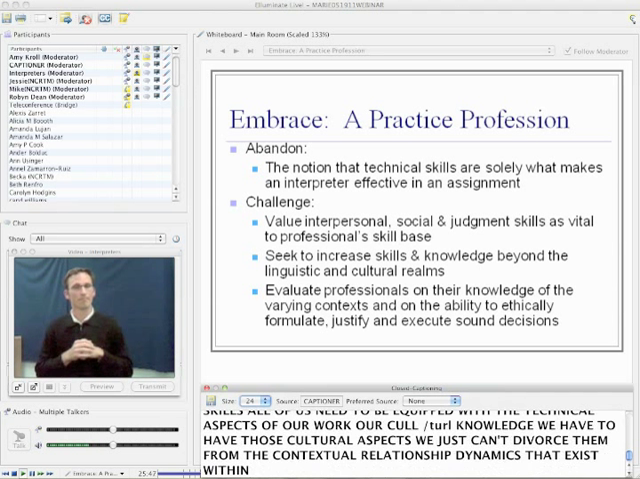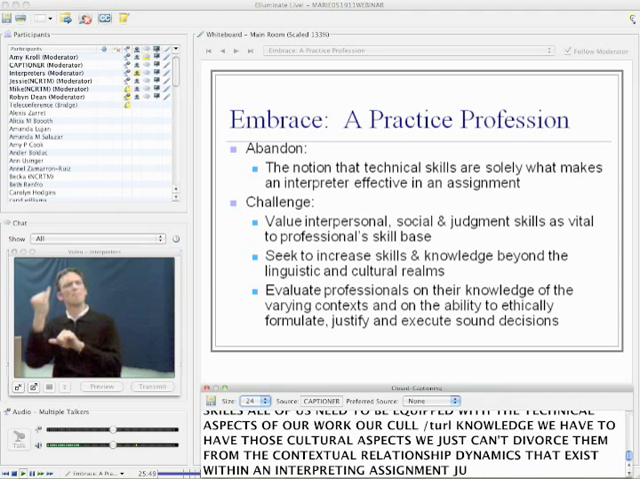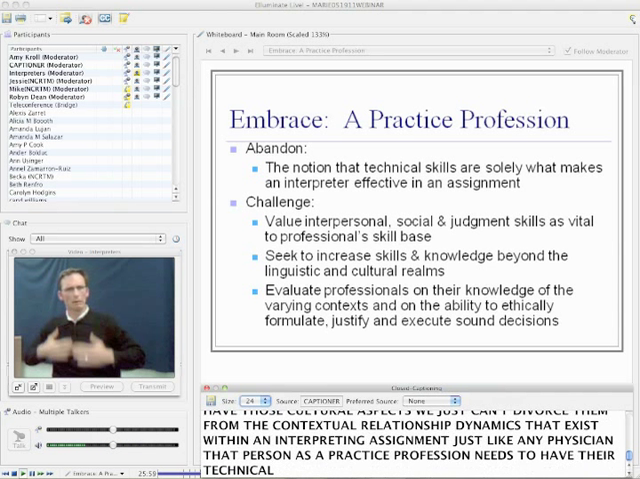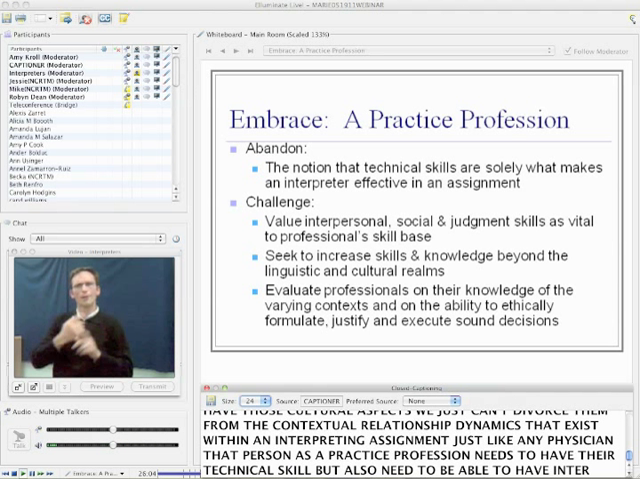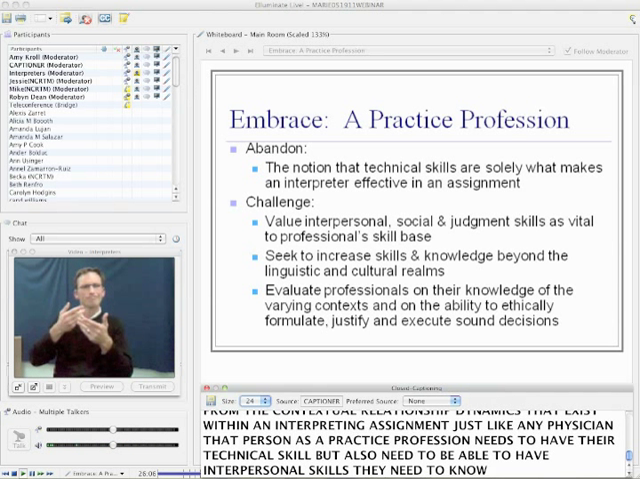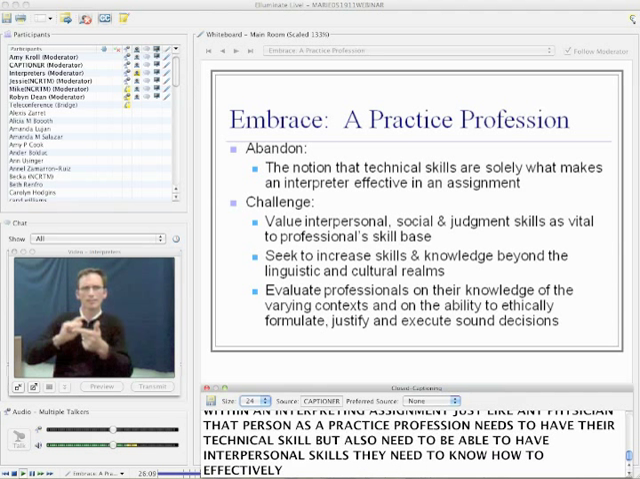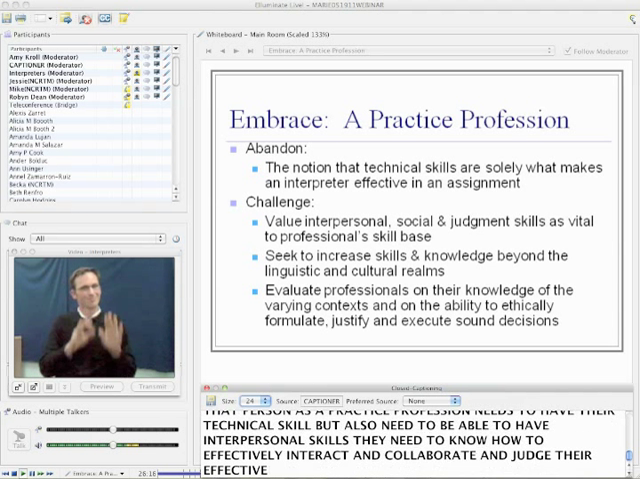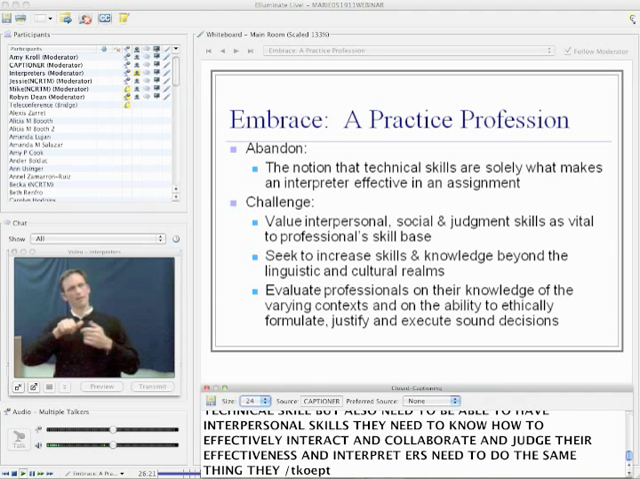Just like any physician, that person, as a practice profession, needs to have their content, their skill set, their technical skill, but they also need to have interpersonal skills. They need to know how to effectively interact and collaborate and judge their effectiveness. Interpreters need to be able to do the same thing. Technical skills, of course, are important, but they do not solely decide if an interpreter is effective in an assignment or not.